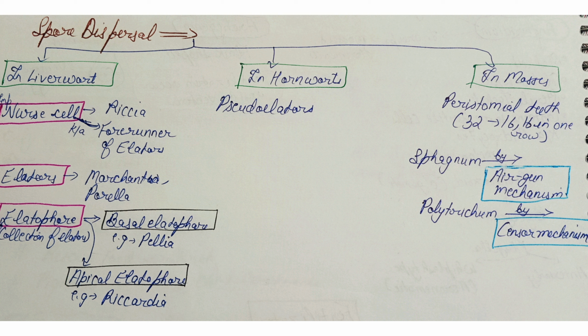In hornworts, the pseudo-elaters are meant for spore dispersal. Whereas in mosses, the presence of peristomial teeth is there. These are usually 32 in number. But a special mechanism of dispersal is seen in Sphagnum, where the spores are dispersed by air gun mechanism, and in Polytrichum, where the spores are dispersed by censer mechanism.